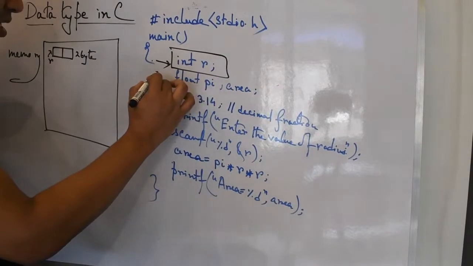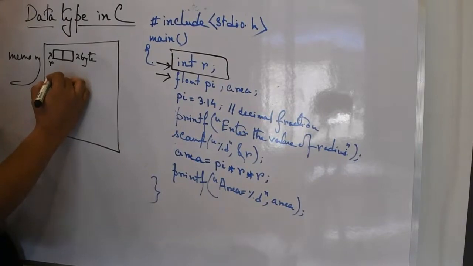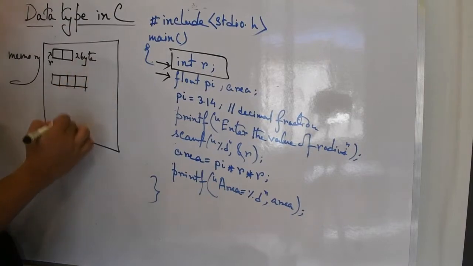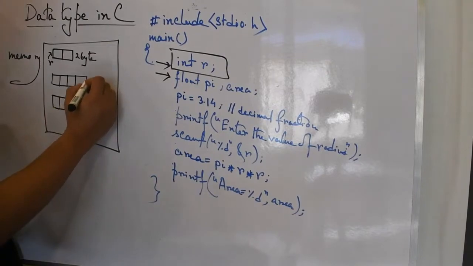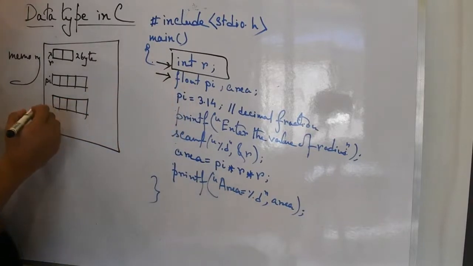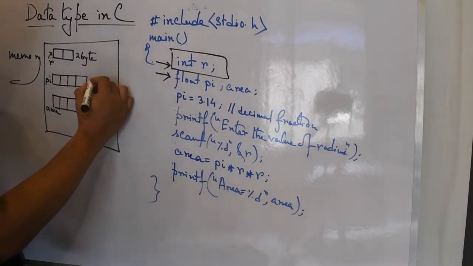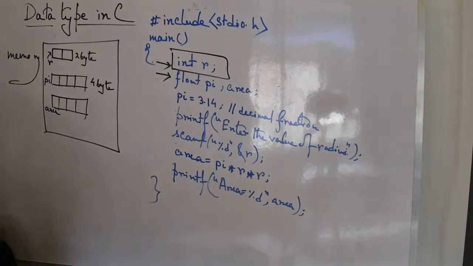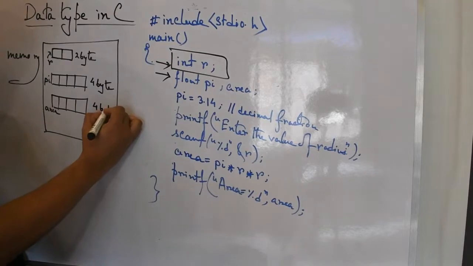2 byte means 16 bit. When it encounters this line, float pi and area, it will allocate 2 spaces. One space is named pi, another space is named area. For float it will be 4 bytes. For area also it will allocate 4 bytes of memory space.